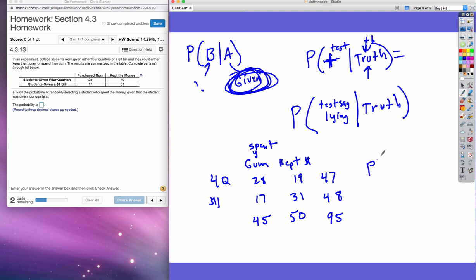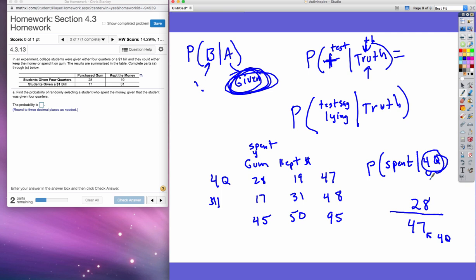Now the first question says, okay, what's the probability that they spent the money given they were given 4 quarters? So we know that they were given 4 quarters. So the 4 quarters was 47. It was 47 people who received 4 quarters. Out of those 47 people, how many people spent? Spent would be 28. So it would be 28 divided by 47.